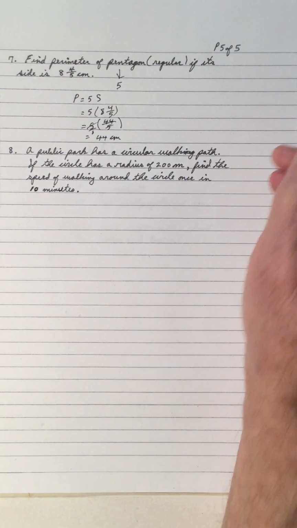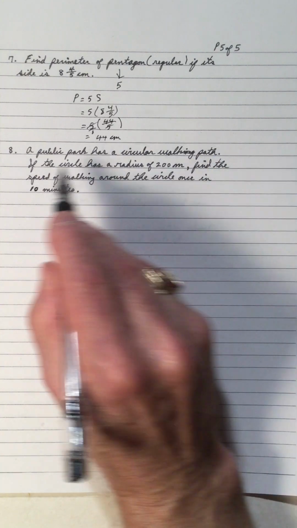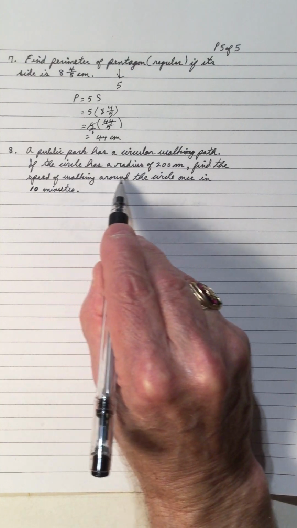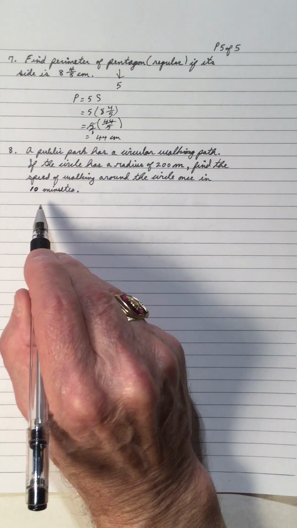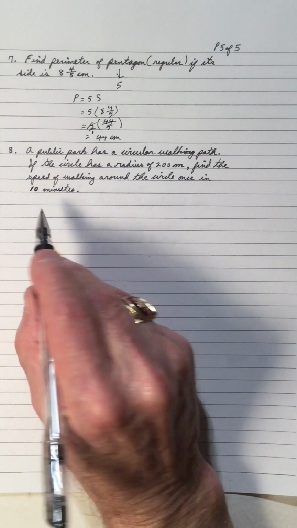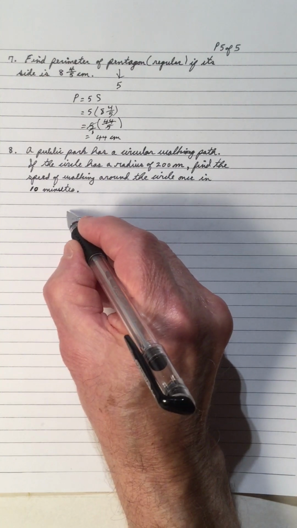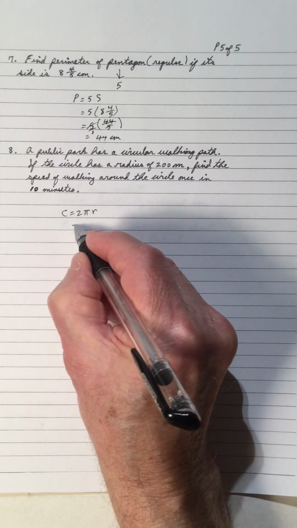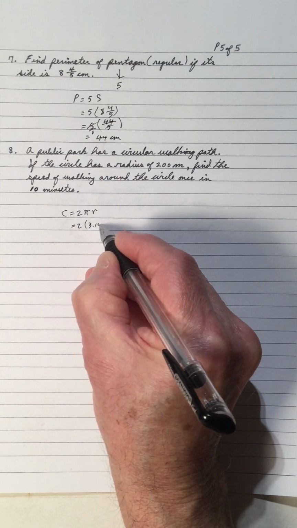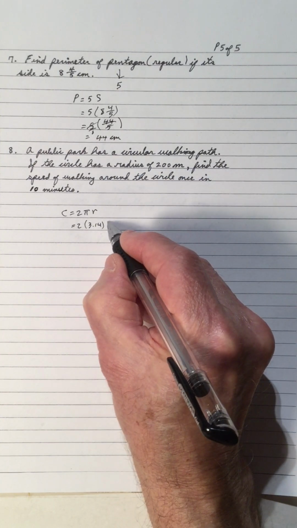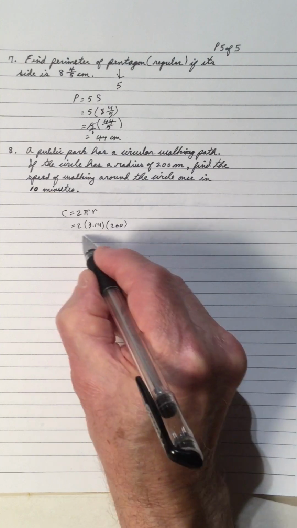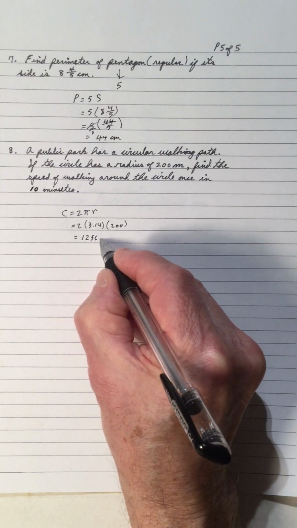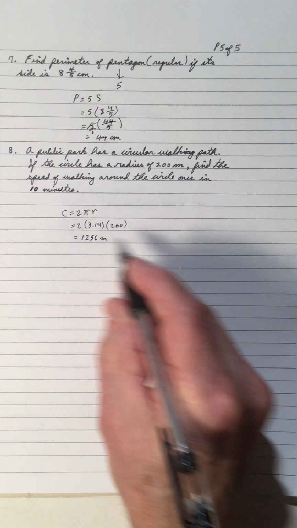And number 8, a public park has a circular walking path. If the circle has a radius of 200 meters, find the speed of walking around the circle once in 10 minutes. So you have to walk around. So to walk around the circle, we're talking about circumference. So circumference is 2 pi r. So it's 2 times 3.14, and the radius is 200. So when you multiply all that out with a calculator, you'll get 1,256, and that's meters. So that's the distance.